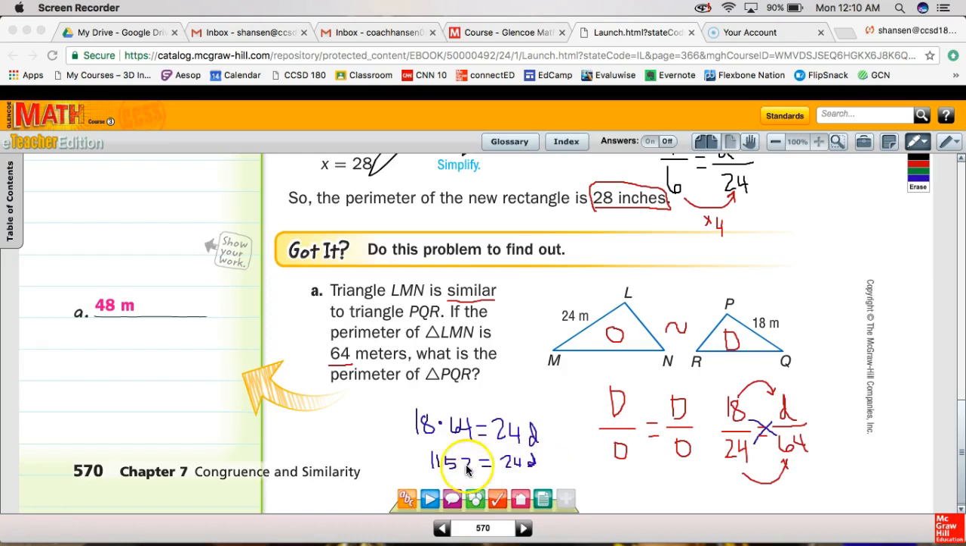If you divide both sides by 24, you get an answer of 48 meters. Okay, 48 meters. Hopefully that makes sense to you. So 18 over 24 equals 48 over 64. Those are equivalent. That is the perimeter of triangle PQR. If you have questions or you're not sure about that, please go back and take another look. Otherwise, we're going to forge ahead.